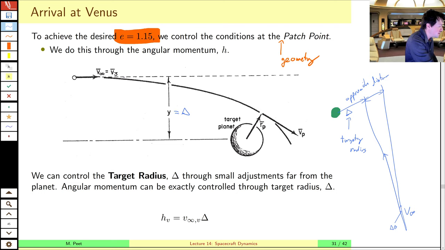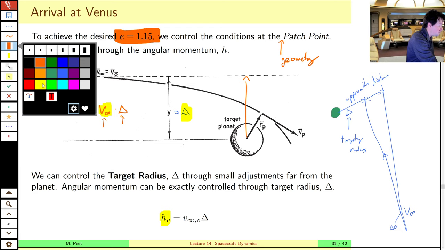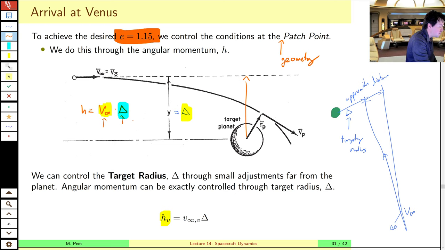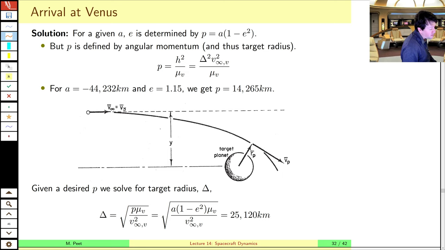And how does that work mechanically? It works through angular momentum, because the angular momentum is very simple to calculate for this problem. H is just the velocity at infinity, which doesn't change, times the moment arm, which is delta. So it's just targeting radius times V infinity. Now this you can't change, but this you can. We can control that targeting radius. So what does that give us? Well, it gives us total control over angular momentum.